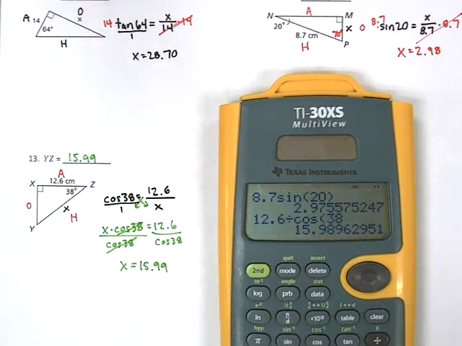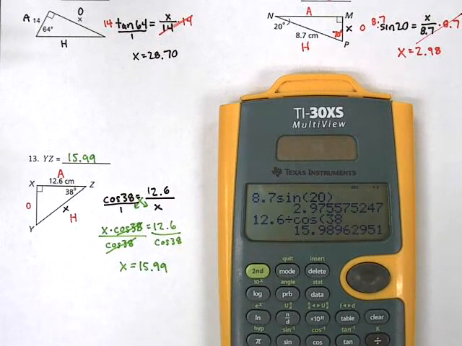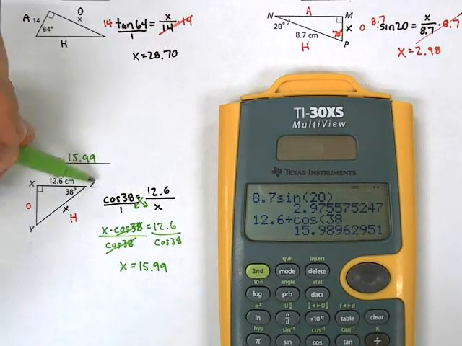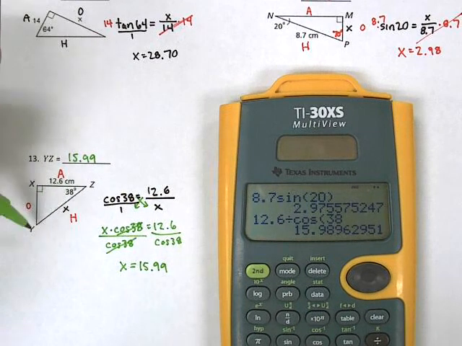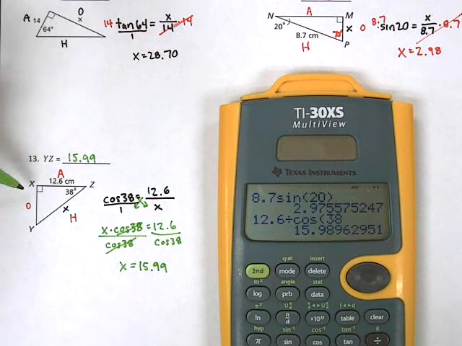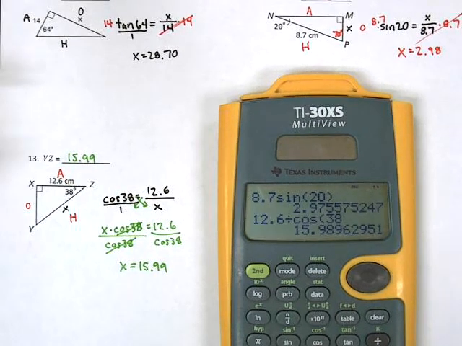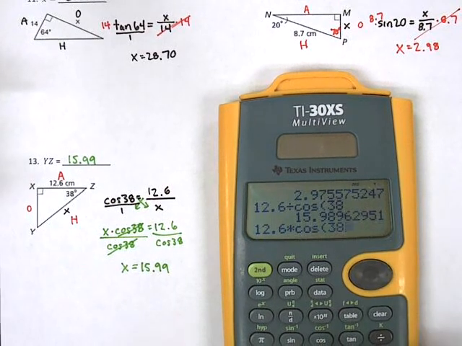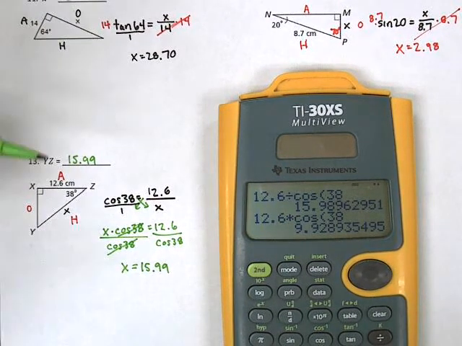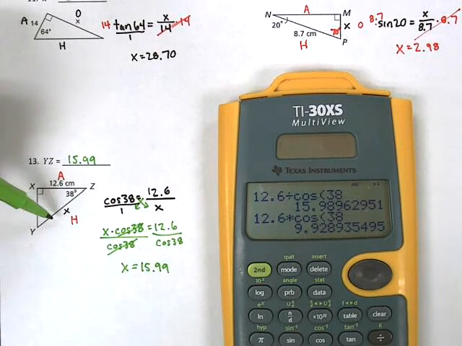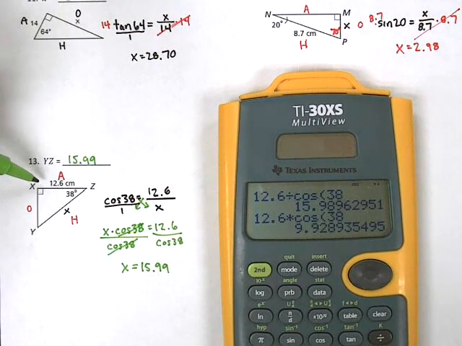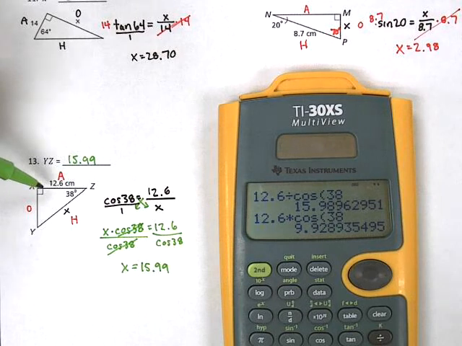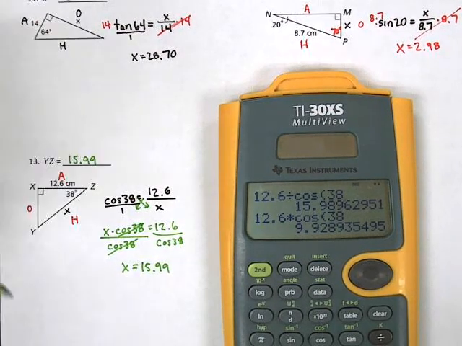15.99. And that seems pretty good. Why? Because it's my hypotenuse, and I know that my hypotenuse needs to be longer than a leg. All right? What if I had messed up? What if I had forgotten to divide and I multiplied instead? 12.6 times cosine 38. Uh-oh, 9.9. That's impossible. My hypotenuse can't be shorter than a leg. All right, so that's a good check. It's just a good check to make sure that things make sense.